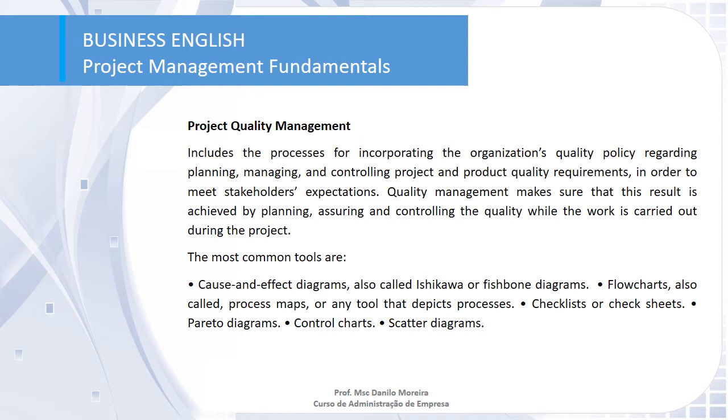Therefore, to control quality, the deliverables must be inspected to make sure that those standards outlined in the quality management plan are being met. Okay? We have common tools that we can use, such as cause-effect diagrams, the control charts, the Pareto diagrams, the flow charts, or process map, the PMAP, or Ishikawa, fishbone diagrams. Okay, all these tools are quality management tools that you could use in order to achieve best quality results in your project.